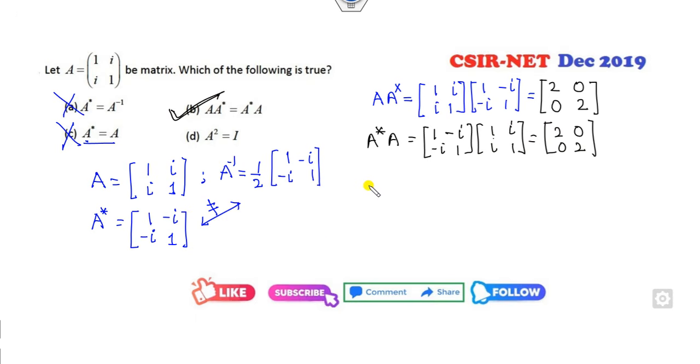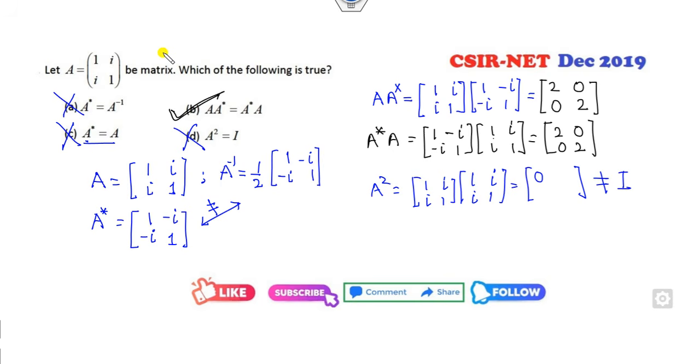A square is equal to 1? A square, so 1, iota, 1, 1, iota, 1. So it is 1 minus 1, 0. This is not identity, because I need a 1, but it's a 0. So the correct option is B, my right answer.